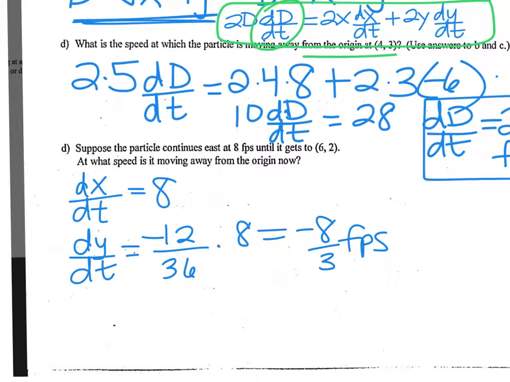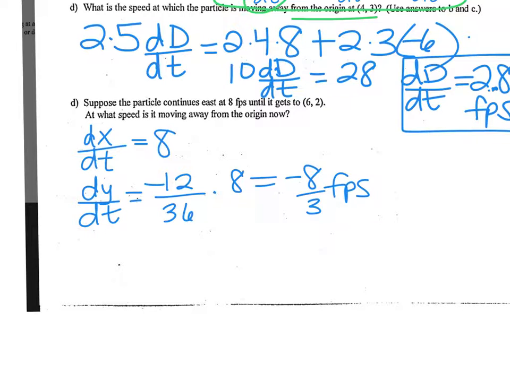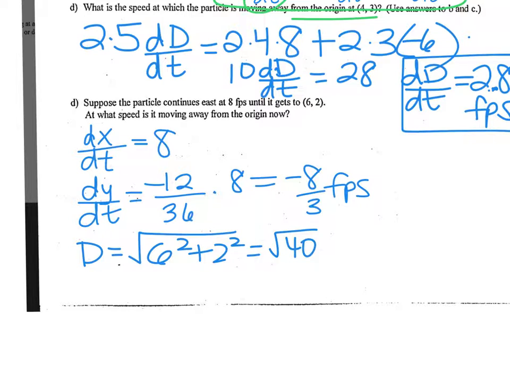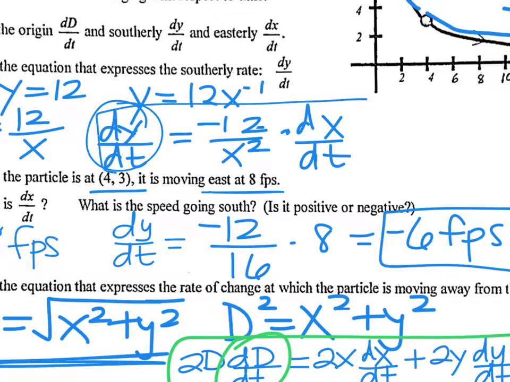Okay. And then let's go ahead and when we plug all this back in, we're going to use that same equation again. We need to know what d is. d is the square root of 6 squared plus 2 squared, so it's the square root of 40. You don't need to rationalize that, it's fine. Okay, so now we can plug everything in again. Where did you get dy over dt? Oh, that was from way back here. dy over dt is -12 over x squared times dx dt. But now my x is changed.